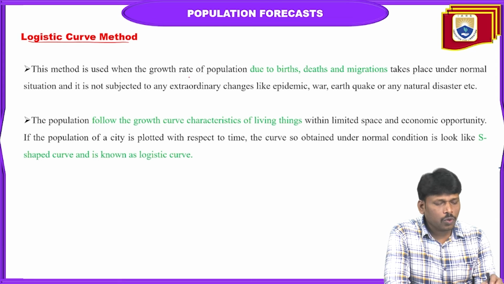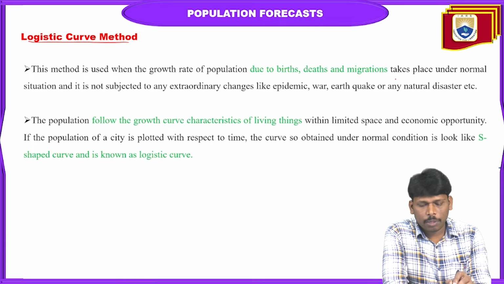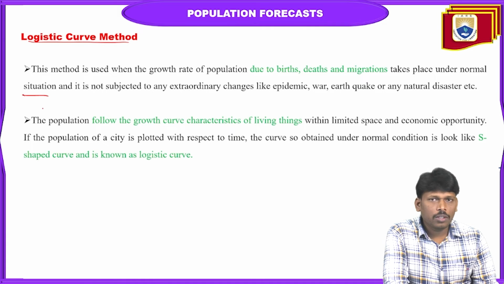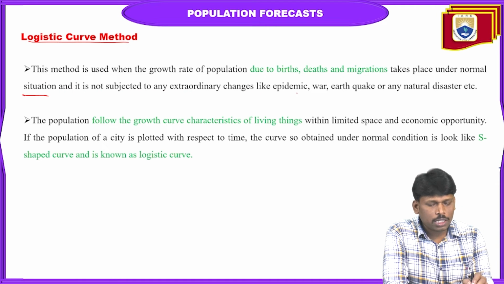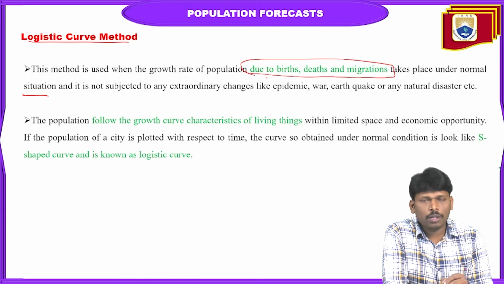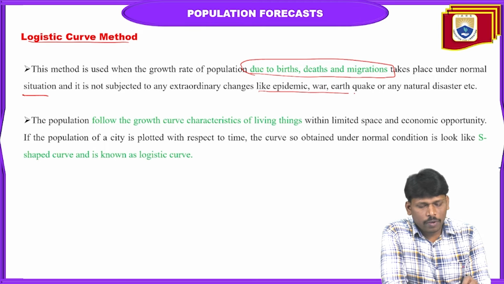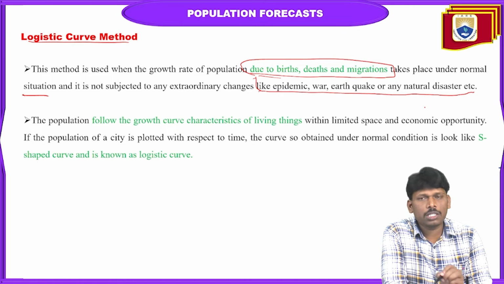This method is used when the growth of the population, due to birth, death and migration, takes place under normal situations. Some municipal body has to maintain this data for that particular town or city, and it is not subjected to any extraordinary changes like epidemic, war, earthquake, or any natural disasters. So we will consider only the normal conditions, because it is not possible to record the increase or decrease in population loss due to these events.